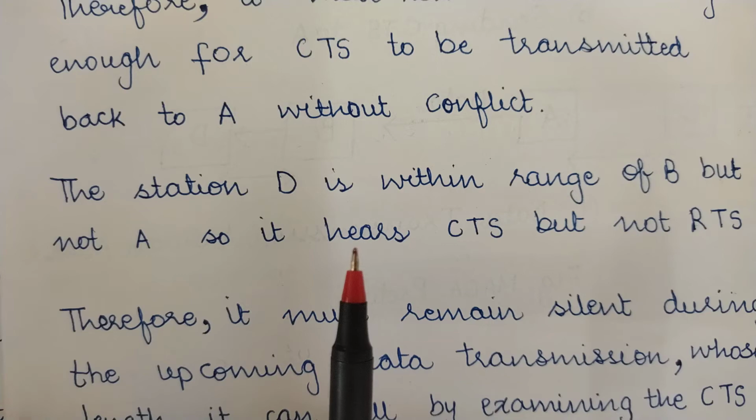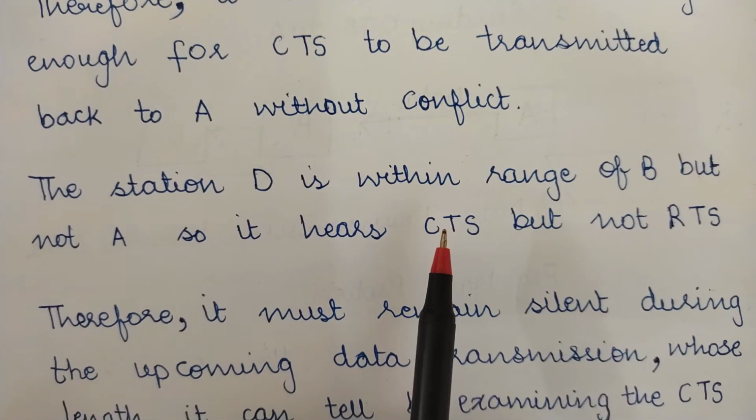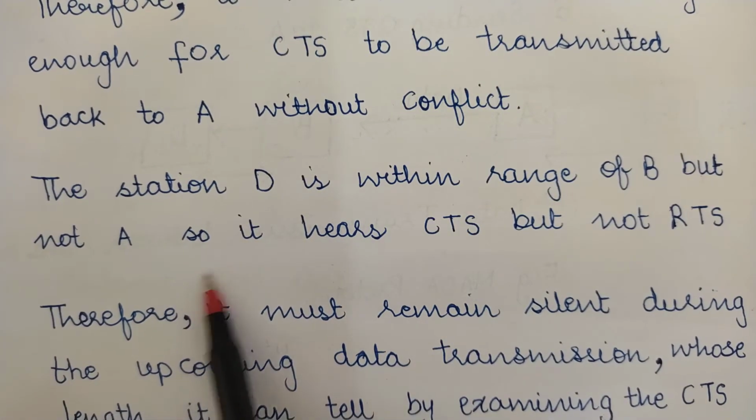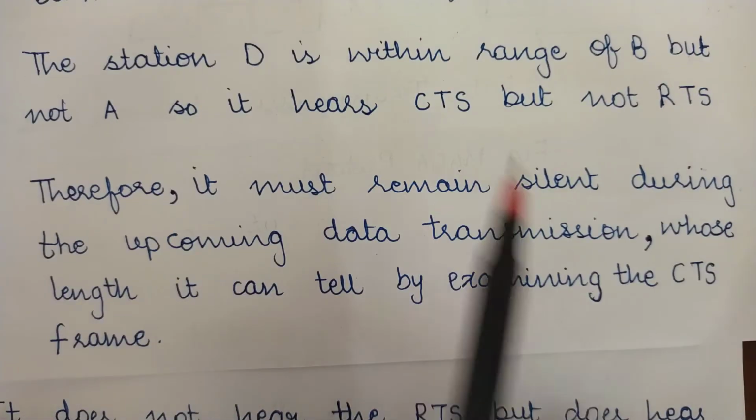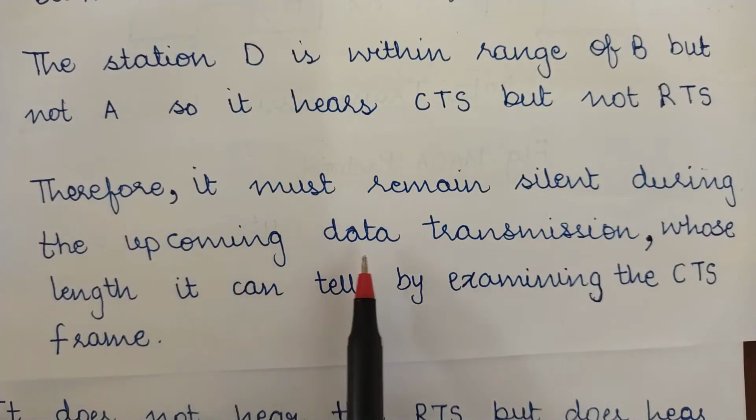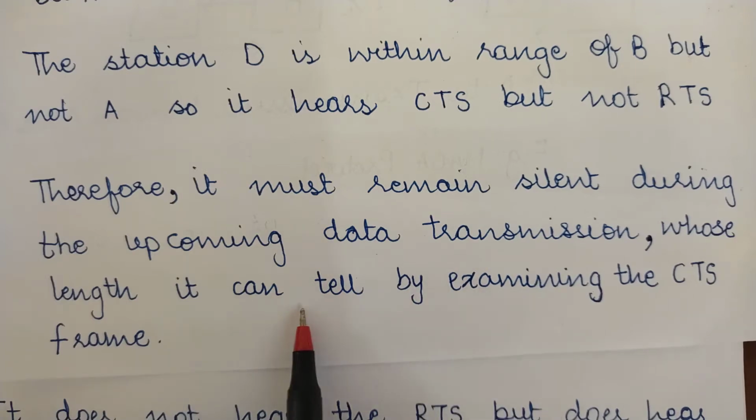Station D is within the range of B but not A, so it hears the CTS but not the RTS. Therefore, it must remain silent during the upcoming data transmission, whose length it can tell by examining the CTS frame.